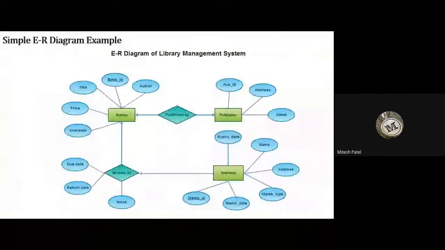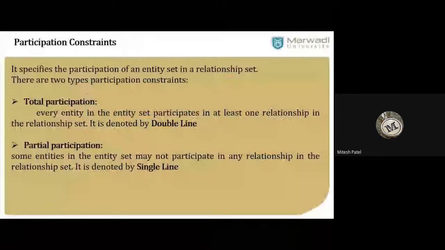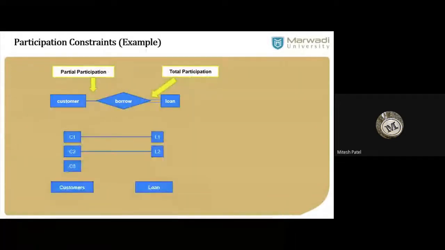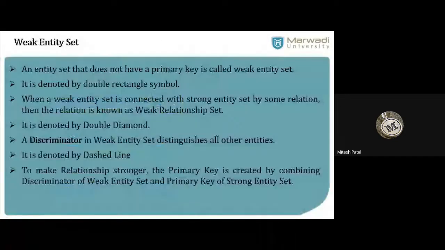Next, this is the ER diagram of library management, one small example. Then we have seen total participation and partial participation. Total participation means all the entities of one set are associated with all the entities of another, represented by a double line. Partial means few, not all.